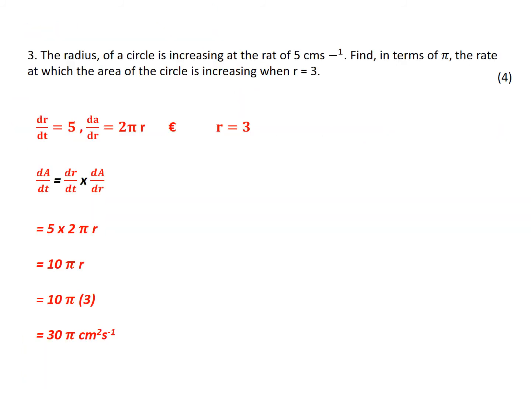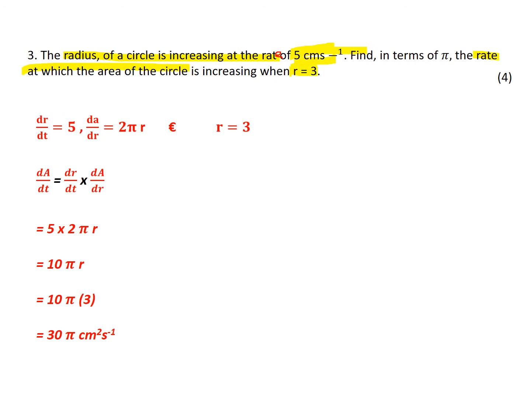3. The radius of a circle is increasing at the rate, just a second, at a rate of 5 centimeters per second. Now we have been given the rate. The radius of a circle is increasing at the rate of 5 centimeters. That means we know the radius is increasing at this rate, which is 5, and they have asked us to find the rate at which the area of the circle is increasing, where r is 3.